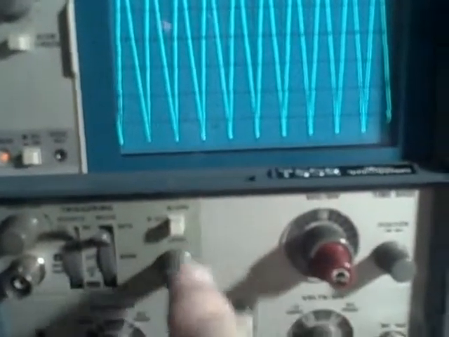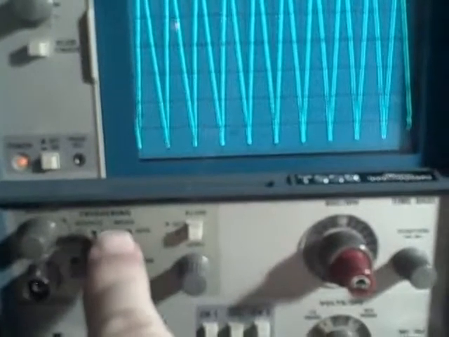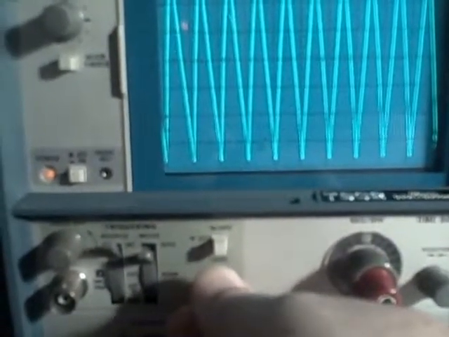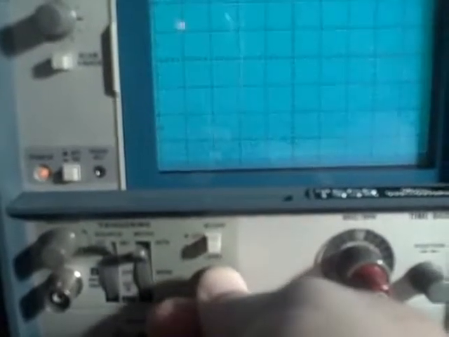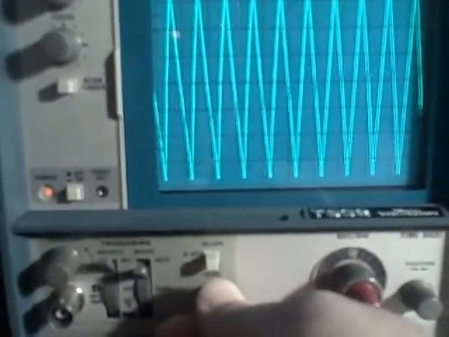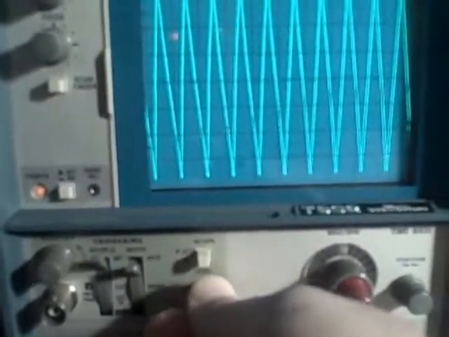This is my trigger level adjustment here. This is what selects whether I'm in automatic or normal. If I rotate past the trigger point, I lose my trigger and my trace starts running by the screen. And same thing on the other end. Okay, so I center myself.